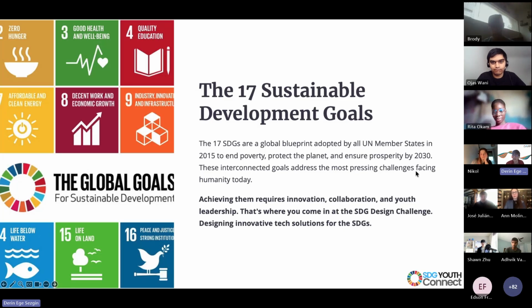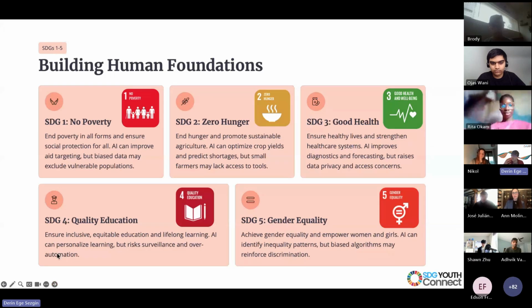That's where all the participants come in at the SDG Design Challenge. At the SDG Design Challenge, you can design innovative tech solutions using AI and other technology for the SDGs, ensuring that the SDGs are improved and worked towards through tech, not the other way around. And so I'll start off with the first 5 SDGs.